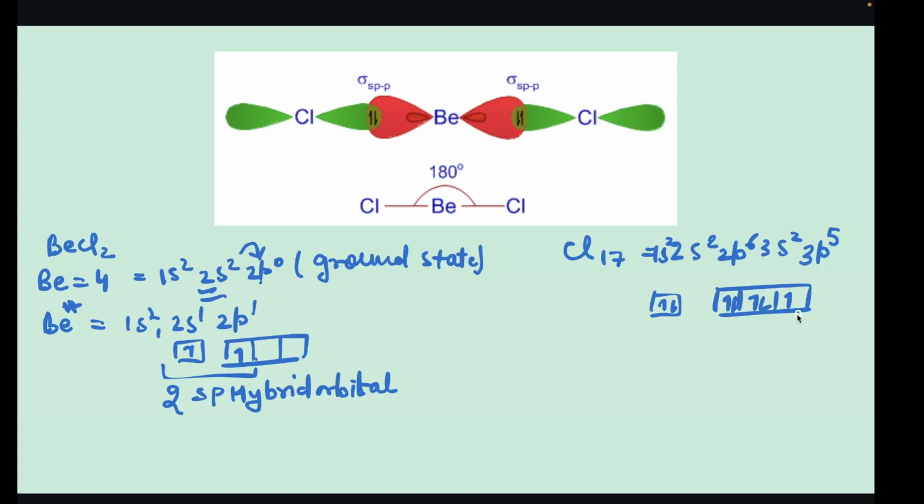So here we can see there's one orbital with an unpaired electron, and this p orbital overlaps with the sp hybrid orbital of beryllium to form a sigma bond, and that leads to linear shape.